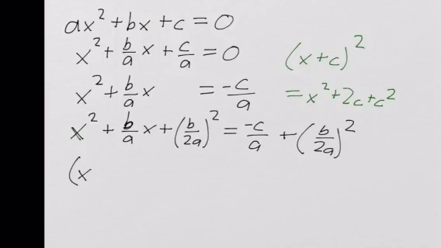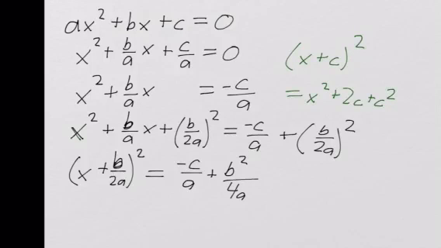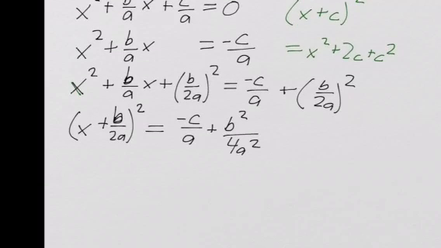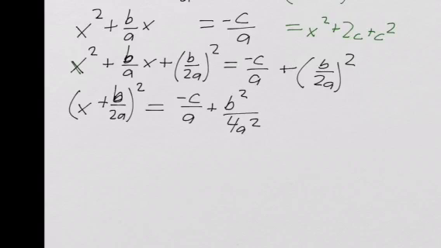So I have (x plus b over 2a) squared is equal to minus c over a plus b squared over 4a squared. So now, before I go taking square roots of both sides, I'm going to go ahead and get a common denominator on the right side and add.